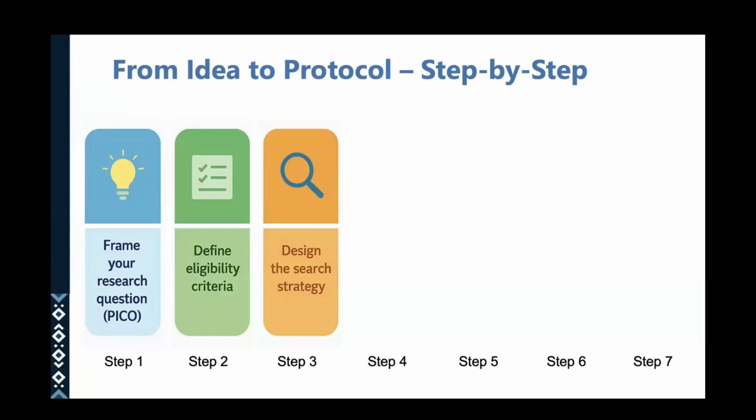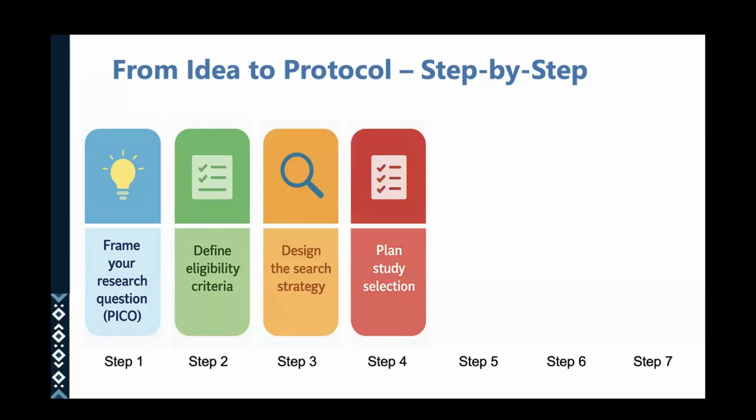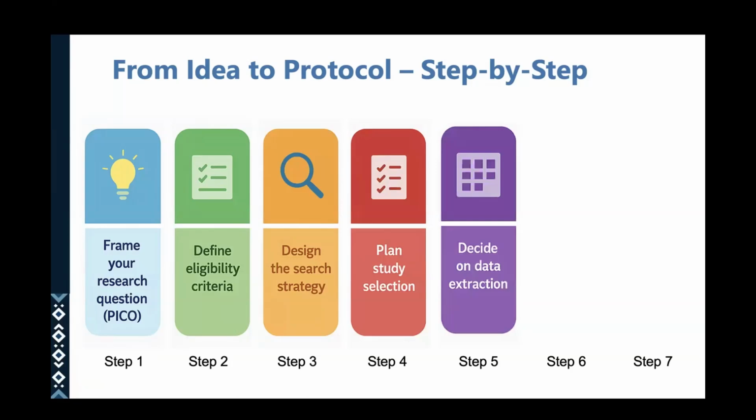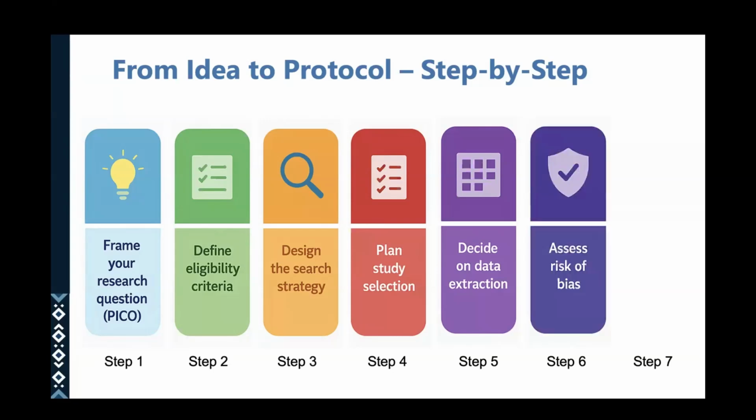Thirdly, you want to define the search strategy. So you define a strategy that is sensitive and specific enough to pick the papers that you need. The fourth step, you want to plan study selection. So you're going to screen titles and abstracts, screen full text, but you must define that in your protocol. In the fifth step, you have to decide on the kind of data that you want to get from each of these papers and how you're going to lay out the data points in the papers that you're going to obtain.